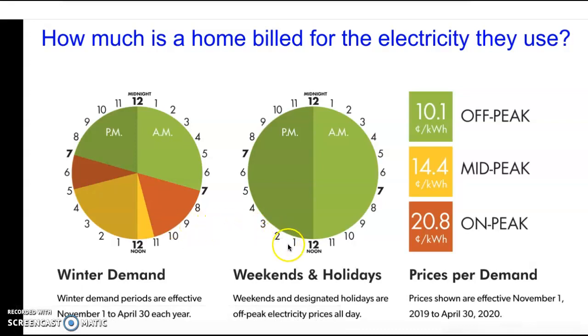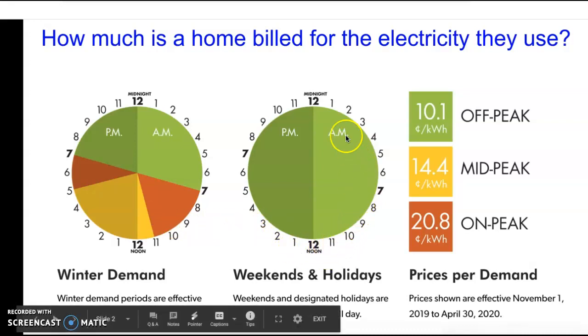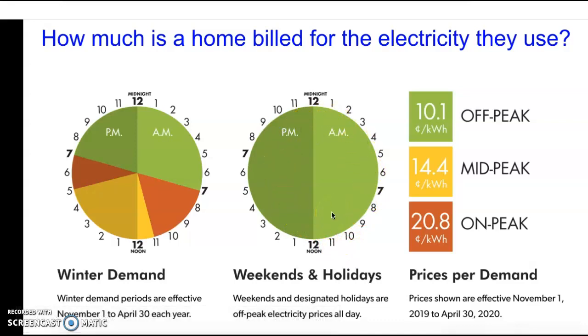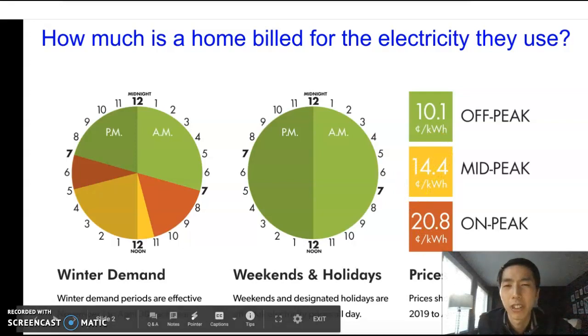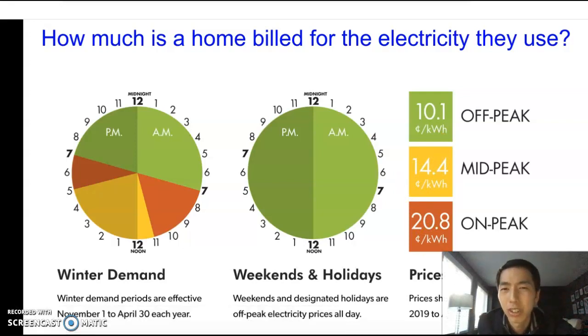For the weekends and holidays, it's a lot simpler. The whole day is green for the weekend and holidays. That means on Saturday, Sunday, and on holidays like Good Friday we just had, you're only going to be charged 10.1 cents per kilowatt hour the whole day. The whole day for the weekends and holidays. So it's cheaper to use electricity on the weekend.